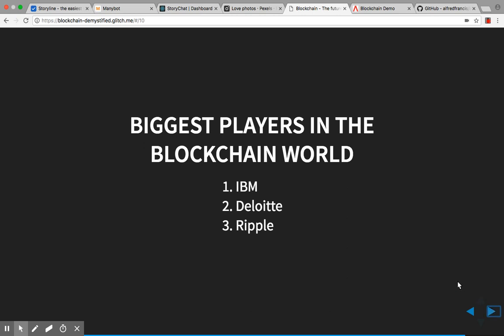The biggest players in the blockchain world are IBM, Deloitte, Triple, and there are a lot of banks. There are a lot of consortiums that are working towards it.